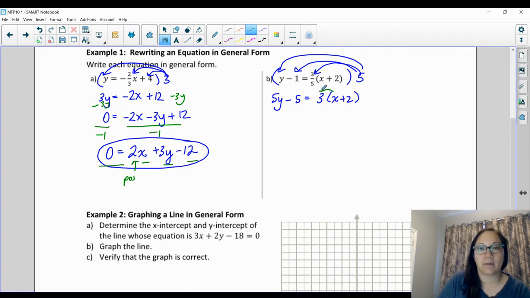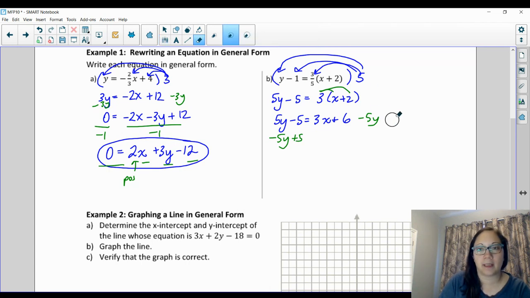Now I want to get rid of my brackets, so I'm going to distribute that 3. So I get 5y minus 5 equals 3x plus 6. Now I'm going to set a side equal to 0. I'm going to learn from what happened last time. I want to keep my x term positive. The 3 is already positive, so I'm going to keep all of my terms on the right and set the left side to 0, which means I need to get rid of the 5y. So I'm going to subtract 5y from each side, and I'm also going to add 5 to each side.